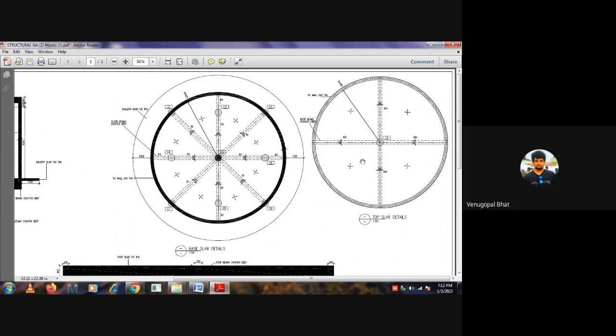Sir, why is that cantilever given, that portion? Which one, that one? The cantilever, sir, down there. Yes, we need some space for inspection. Okay, sir.